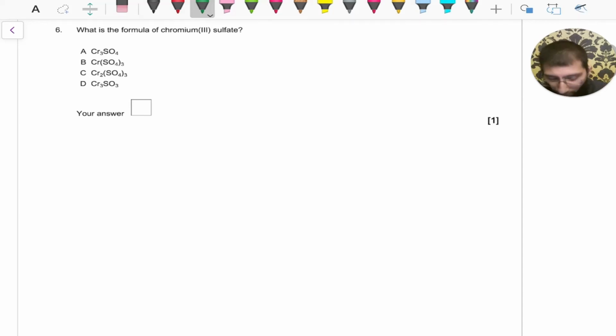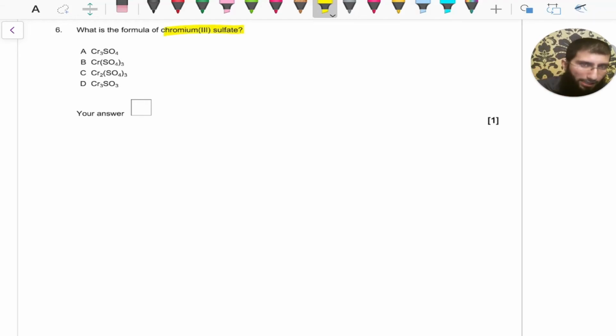Now we're coming on to the multiple choice questions, and I often tell my students that multiple choice questions look easy, but they're actually quite difficult at times. So let's see how this one is. We're asked, what is the formula of the chromium(III) sulfate ion? We are told in the question that there are 4 possibilities.